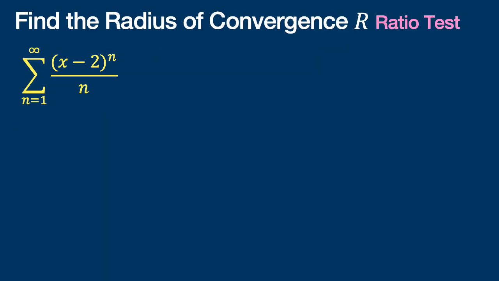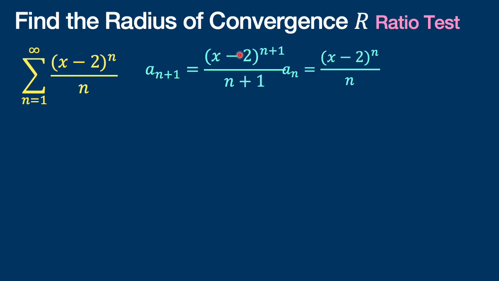Let's have a second example to find the radius of convergence. So we're gonna use the ratio test. a_n is gonna be (x-2)^n over n, and a_{n+1} is (x-2)^(n+1) over n+1. We want to calculate the ratio a_{n+1} over a_n.